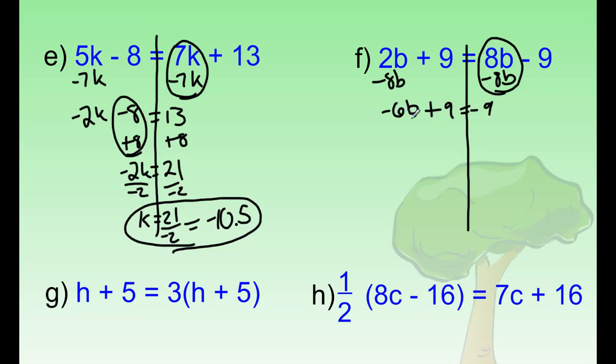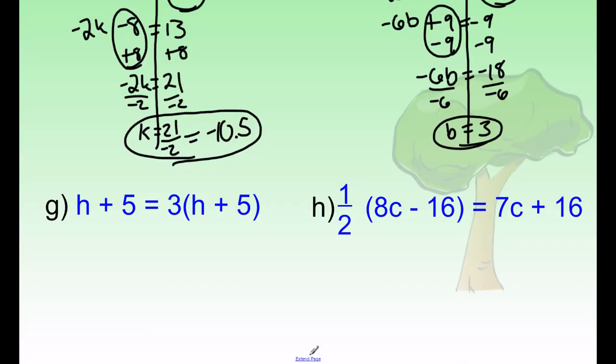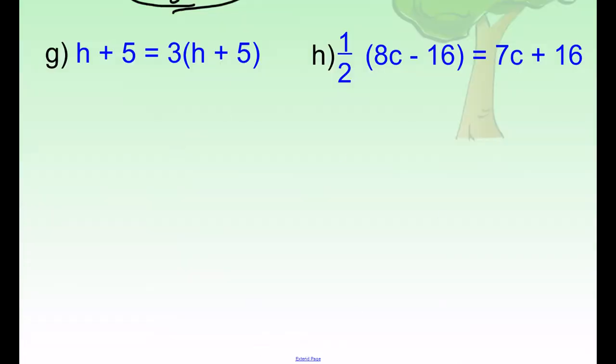All right. Getting rid of this negative 6 will be last, so getting rid of this plus 9 will be first. Minus 9 on both sides. Negative 6b equals negative 18. Divide both sides by negative 6, and b equals 3. Letter G.